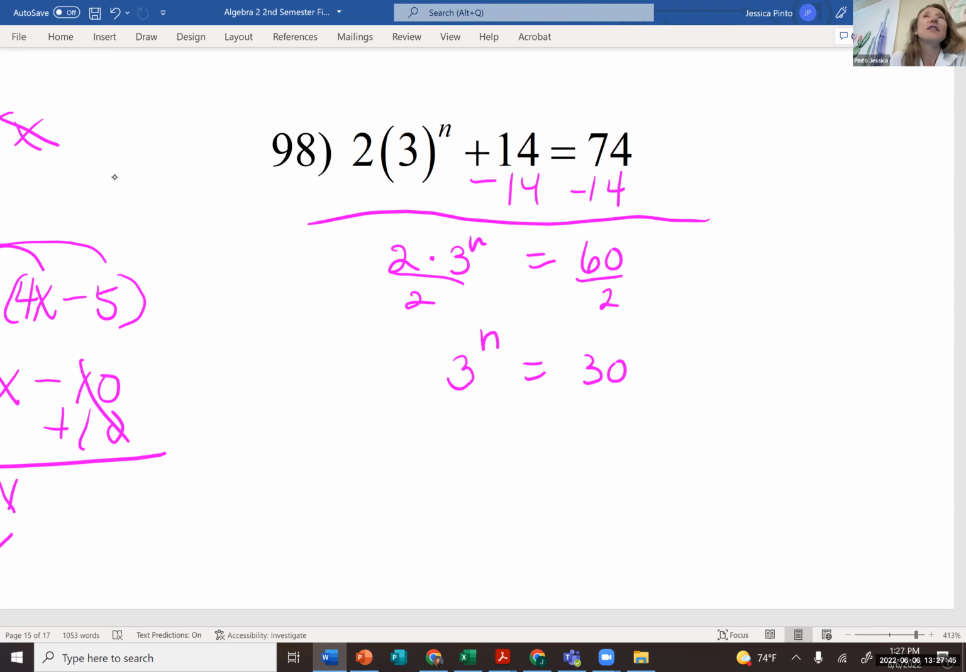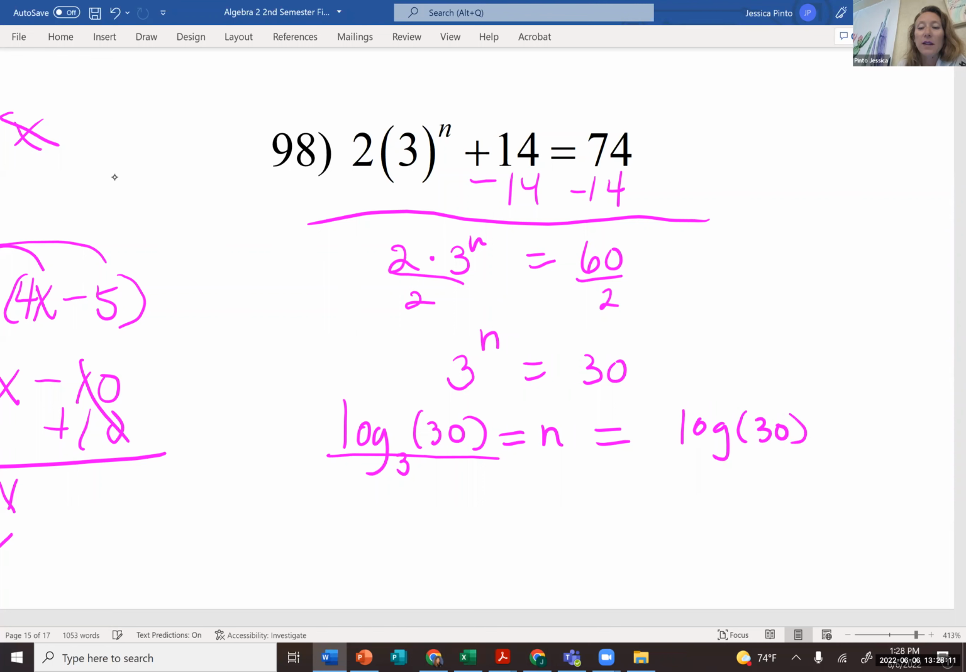And oh my gosh, are they trying to trick you? They sure are. 3 times 10 is not the same as 3 to an exponent. We don't know 3 to what power gives me 30. So I'm going to write this in log form. Log, the base is 3. The answer is 30. The exponent is the letter n. And so in exact form, that's going to be log 30 divided by log 3, which is the decimal approximation.